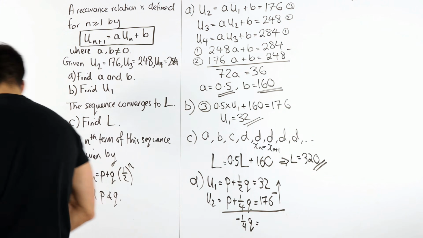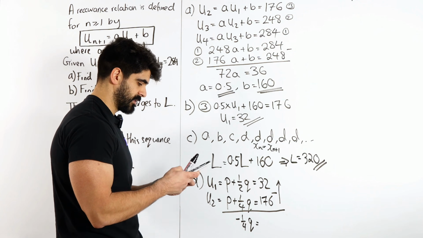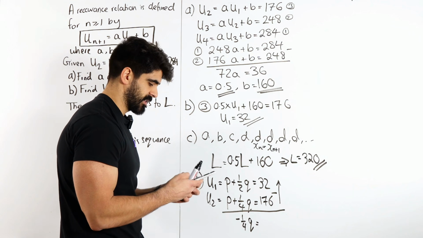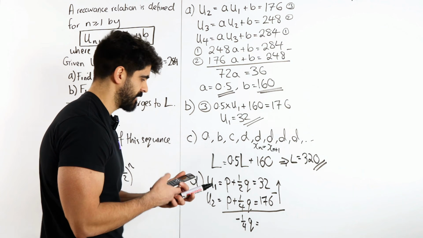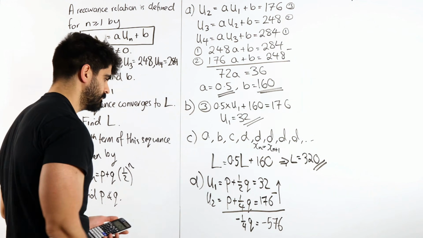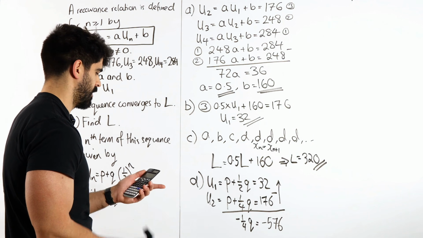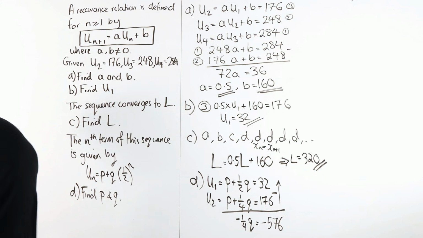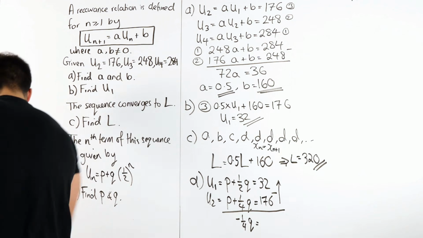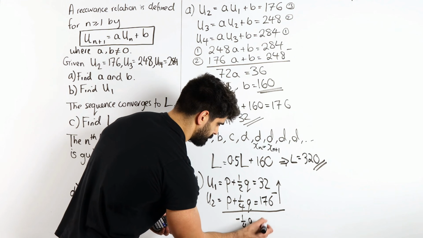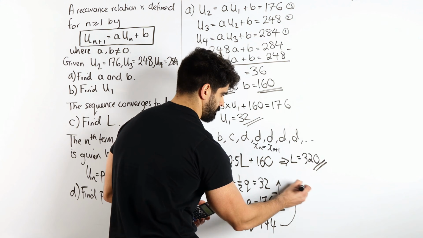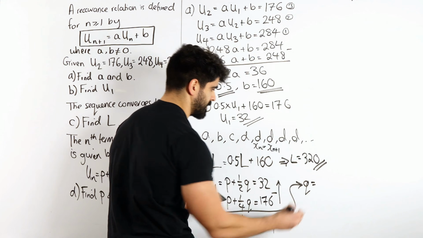Q is 176 minus 32, which is 144. And I'm just going to times that by minus 4. Minus 576. Oh no, I skipped some steps there. That's 144, sorry. So we get 144. So Q was minus 576.